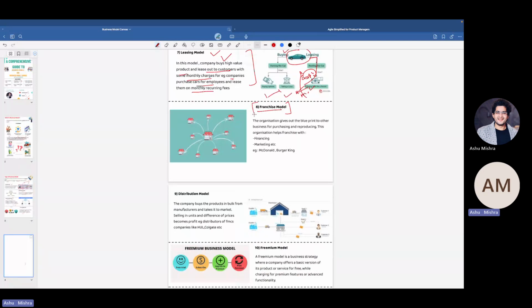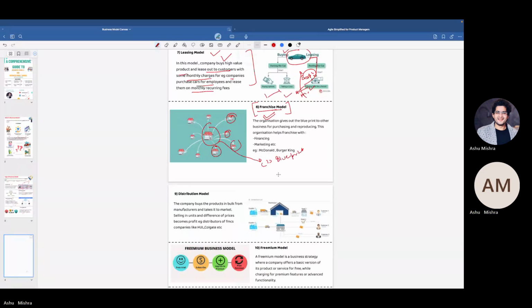Most of us have gone through the basics of this franchisee model, but let's reiterate once again. So what is the franchisee model? There is one organization, let's say McD, right? And there are sub vendors, small sub vendors. Now what McD does is they rent out their blueprints.